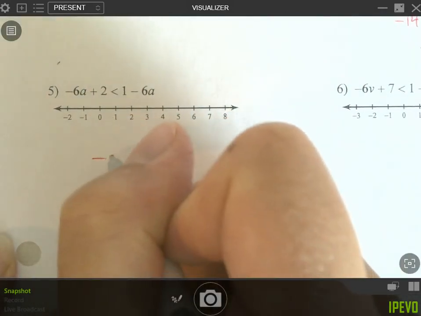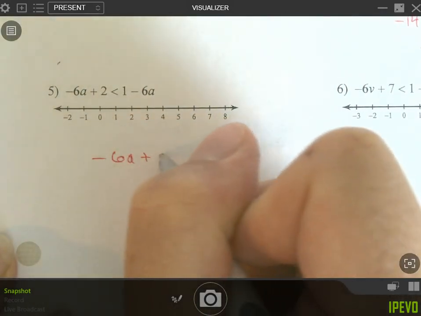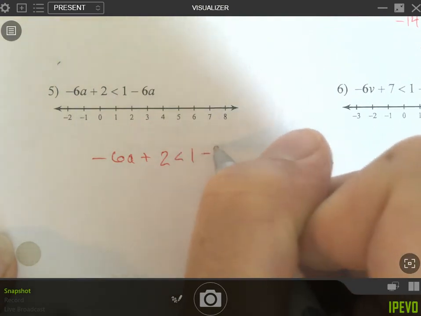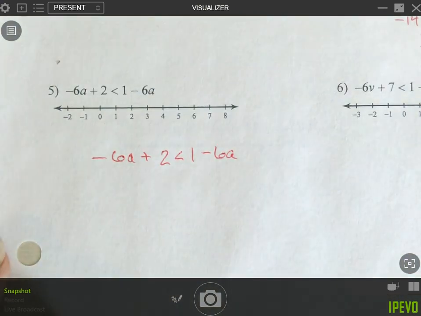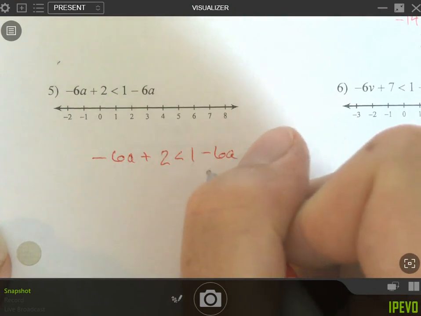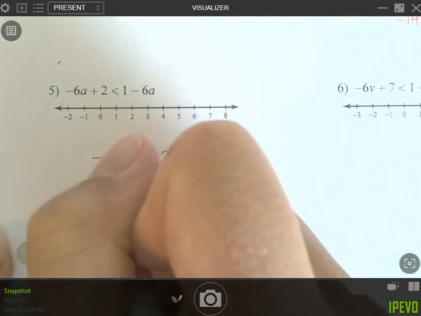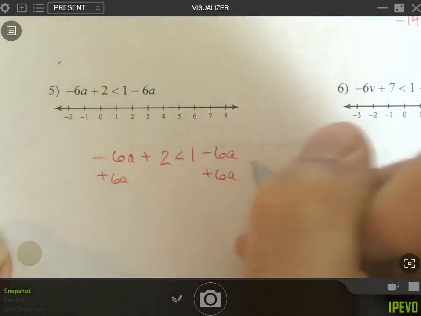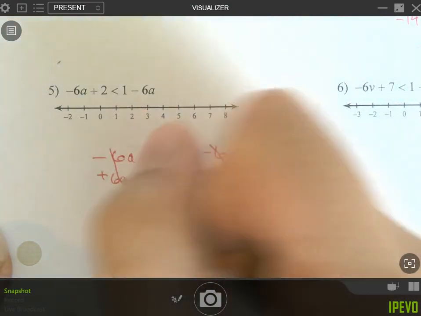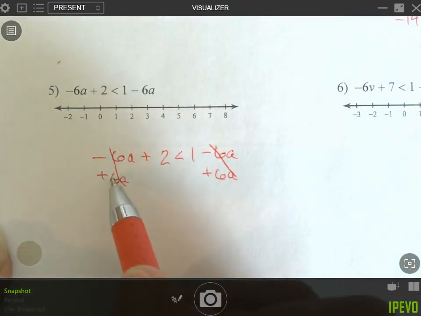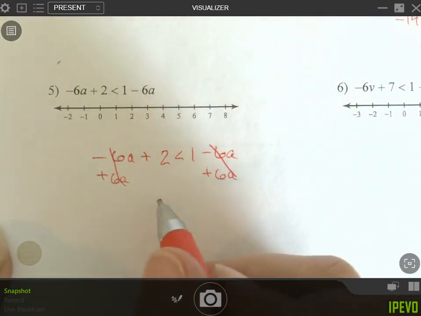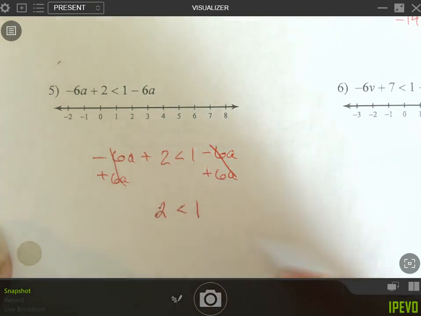So what would you like me to do first? I prefer to move the variables first. That's my preference because that's my focus. So I would take this negative 6a and I would add it over here. But what happens? We were canceling it and moving it here. It happens to cancel out, and I'm left with 2 is less than 1.